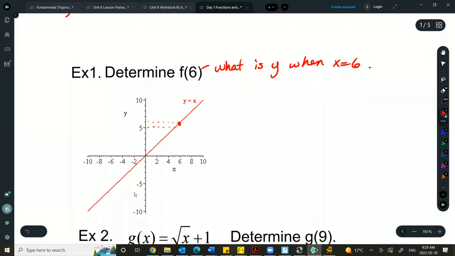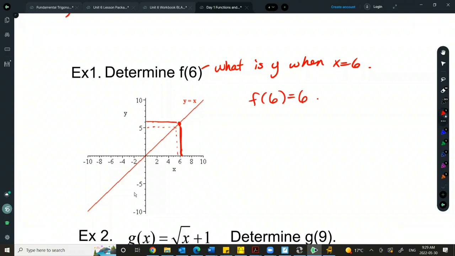I don't know, what do you guys think? Probably 6. Somewhere around 6 or 5.5. I would say probably 6. Okay, it's a lot easier, obviously, if you have the whole grid to look at. So what is y when x is 6?